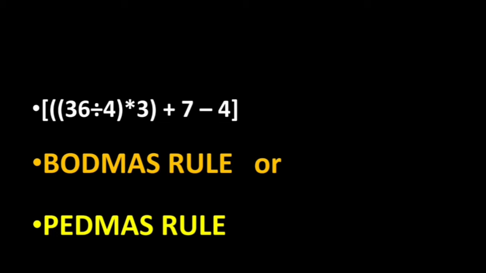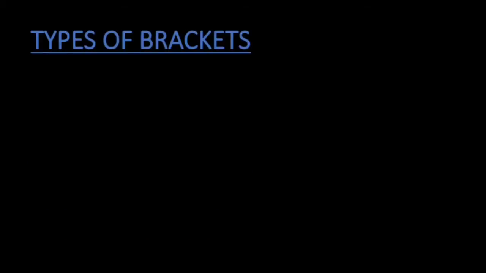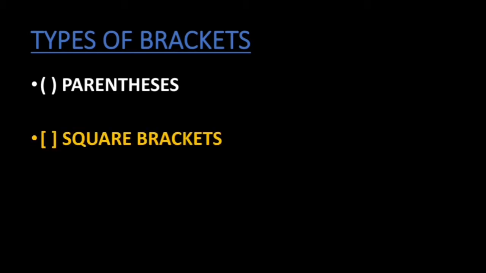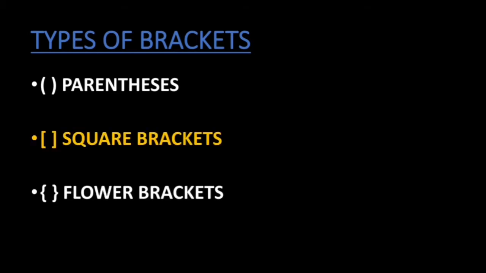Now, let us understand the types of brackets first and then we will understand the BODMAS rule. The first one is parenthesis. It looks like a curve. Second one is square brackets. Third one is flower brackets. Next one is bar bracket. If you see above 5 minus 2, there is one straight line, right? So that is called a bar.